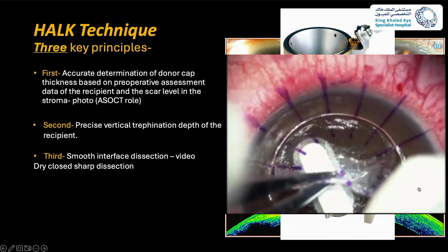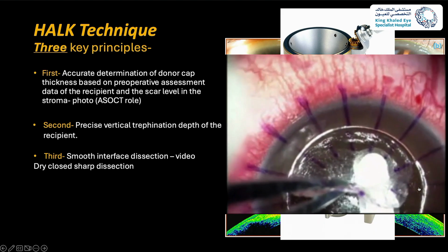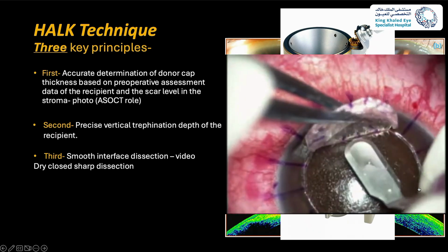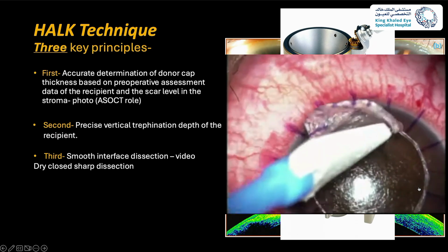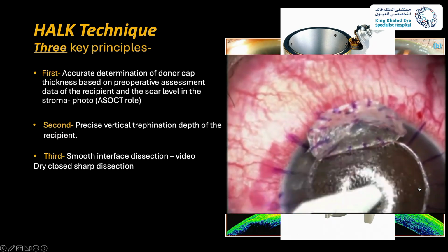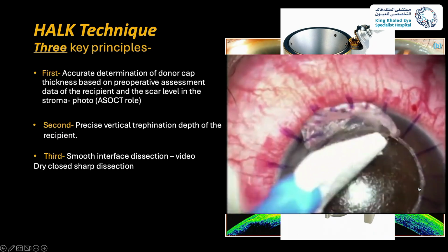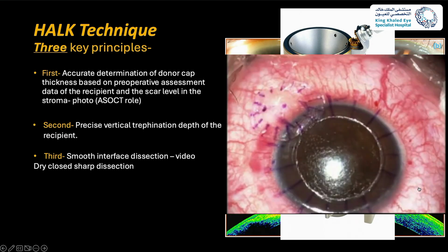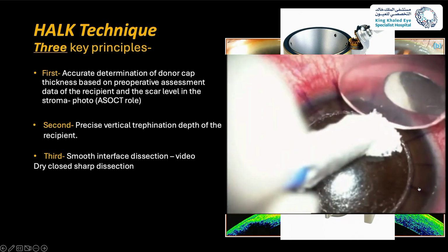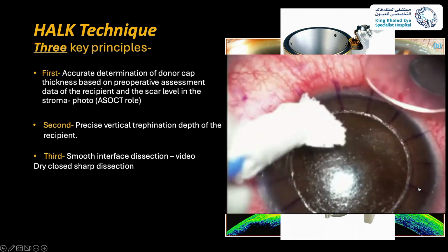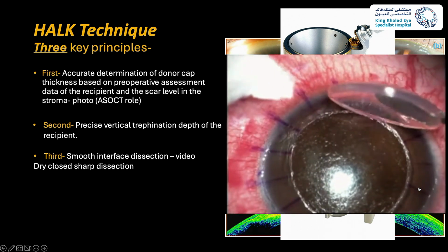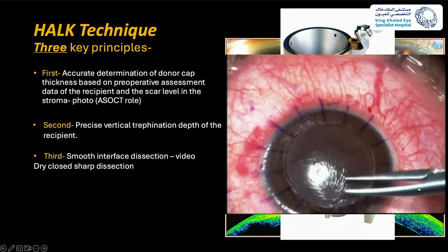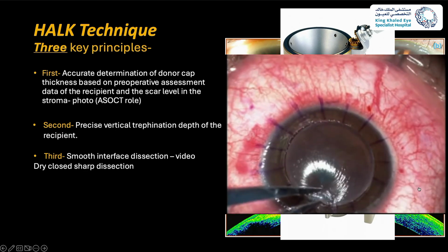Those scissors are Anwar scissors. They cut on one side and they are blunt, so they will mitigate the risk of perforation. And now we are confirming with pachymetry, applying your eye bank prepared donor cap or your own prepared donor cap based on your preoperative OCT assessment of your scar, and then stitch the graft.